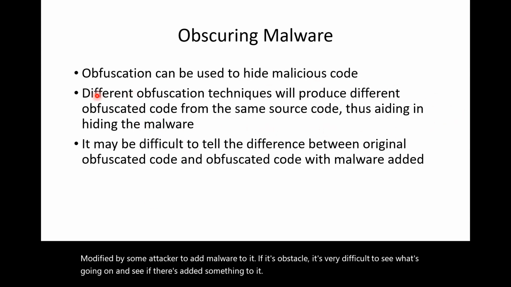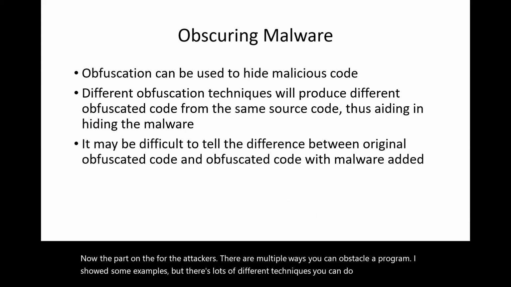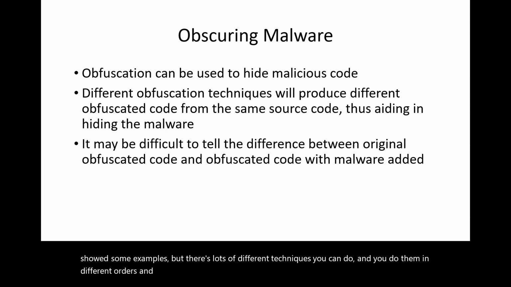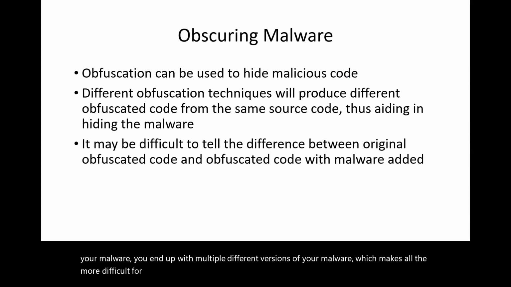Now, for the attacker, there are multiple ways you can obfuscate a program. I showed some examples, but there are lots of different techniques you can use, and you do them in different orders, and you get different results. So if you apply these different techniques to your malware, you end up with multiple different versions of your malware, which makes it all the more difficult for antivirus software to detect. So that's reverse engineering. Any questions about reverse engineering?